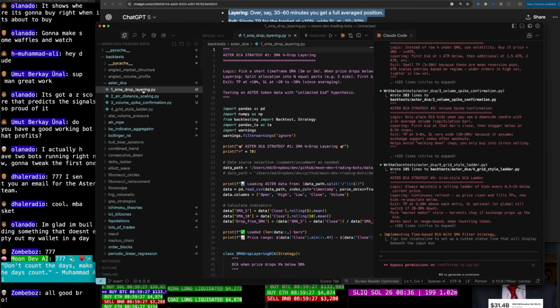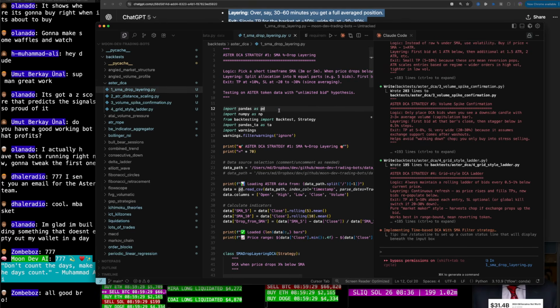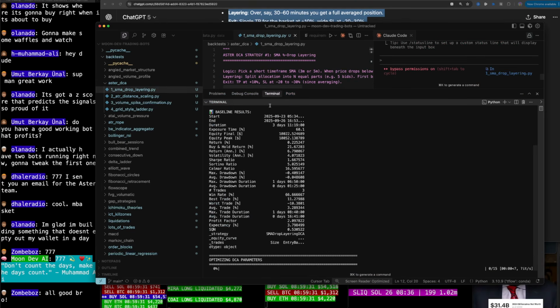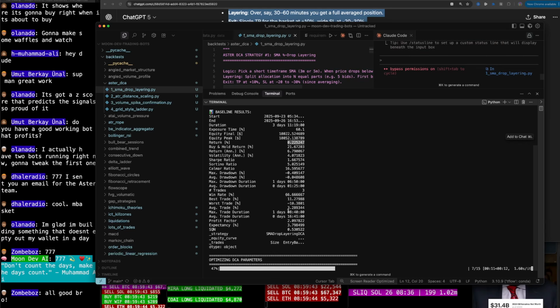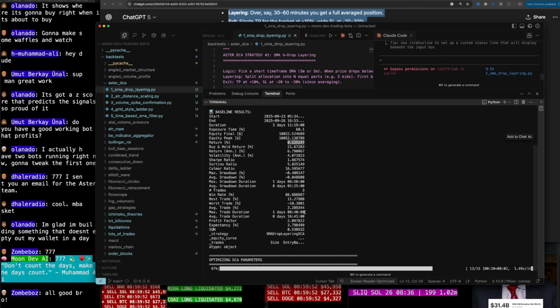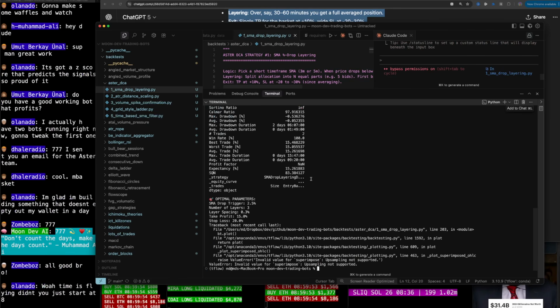Let's go ahead and see if one of these works already. Okay, so you can see here, this one did not do well. 0.2%. Only 3 trades. See what the optimization looks like. Plot's not supported. 2 trades.